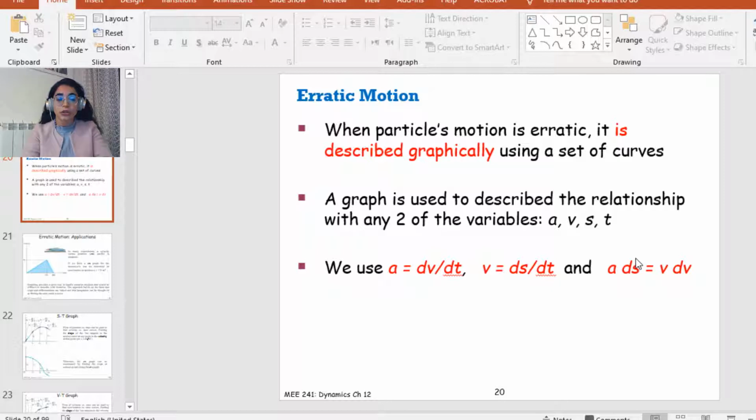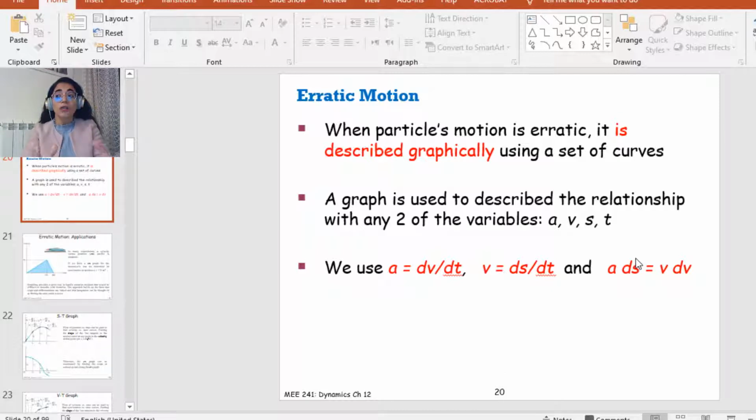In this video lecture we're going to talk about erratic motion. So what is an erratic motion? Erratic motion means a weird motion that is unpredictable. It's usually represented graphically using a set of curves. These curves are used to describe a relationship between any two of the following variables: acceleration, velocity, position, and time. And these are the variables of kinematics.